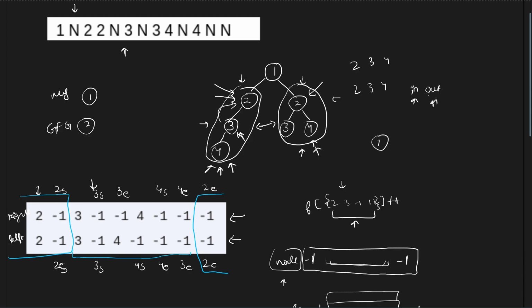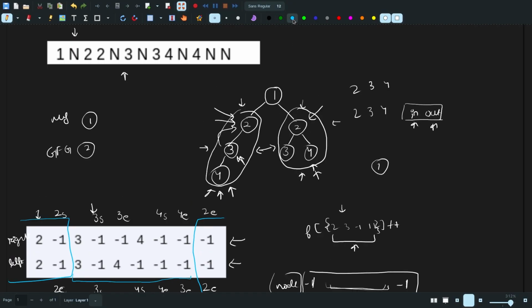Once we store the in and out times of all the nodes, for example, 3 and 4 are present in the subtree of 2. You know this. But if the structure is different, the in and out times of both 3 and 4 in both the subtrees will be different. Let us assume that the in time of 2 is 0. In time of 3 will be 1, and in time of 4 will be 2. Similarly, out time of 4 will be 3 in this case, out time of 3 will be 4, and out time of 2 will be 5.